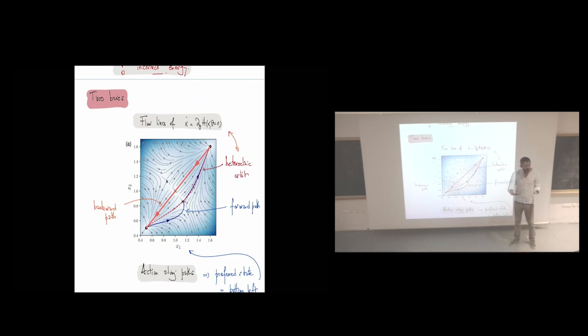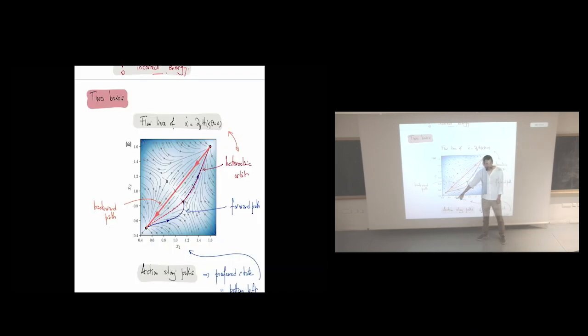Then you can calculate what are the paths by which the actual reaction occurs in this large deviation limit, and this is the path that goes from there to there. This is the path that goes from there to there. And this is the preferred path that goes from there to there. And you see that the paths are different, and they are different from this heteroclinic orbit. This is a signature of the fact that what's happening here is a non-equilibrium transition. Okay?